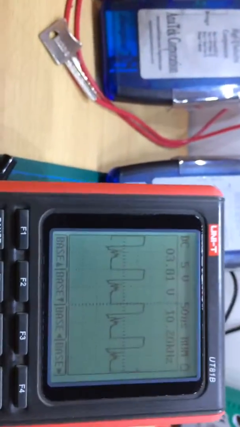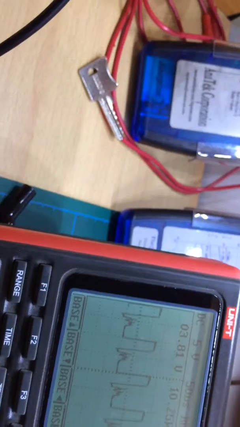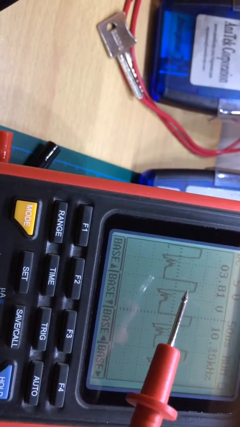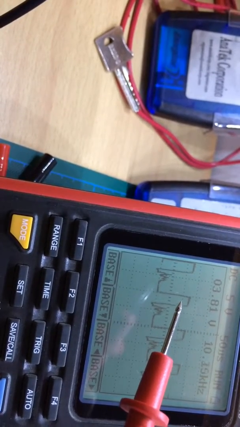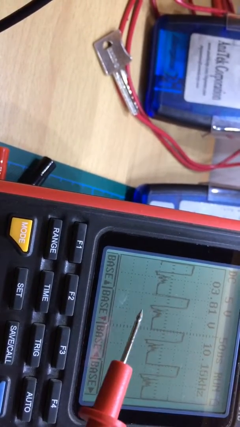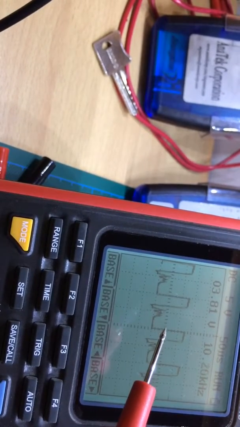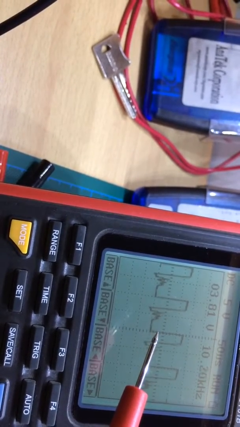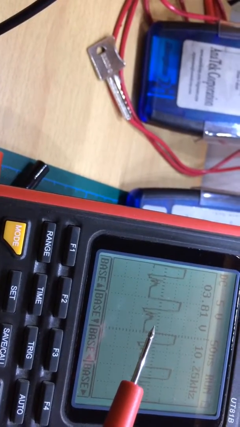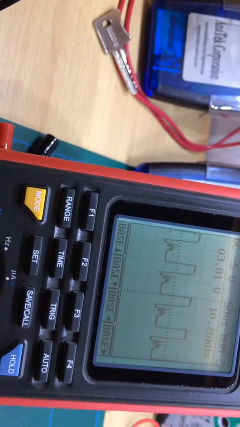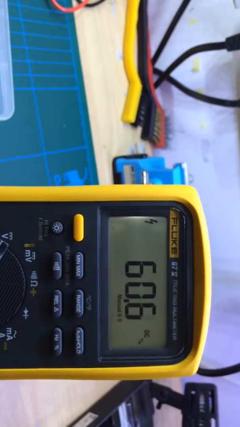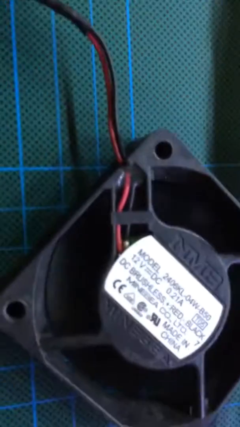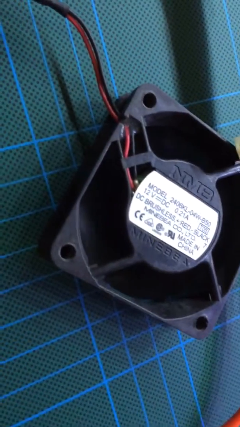You can see here my positive duty cycle width is very thin, and my negative off cycle duty cycle width is very high. It means our fan is off 60% of the time, and only 40% of the time it's on. That's why the speed of the fan is also very slow.